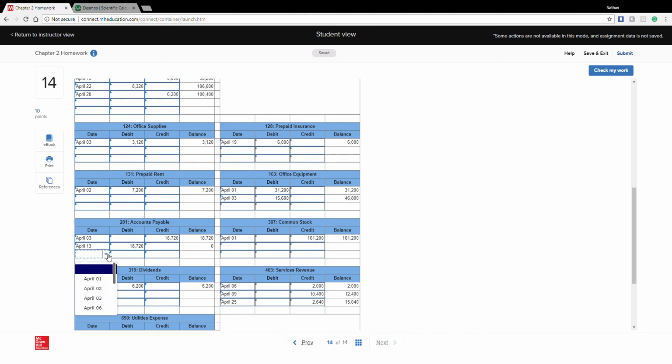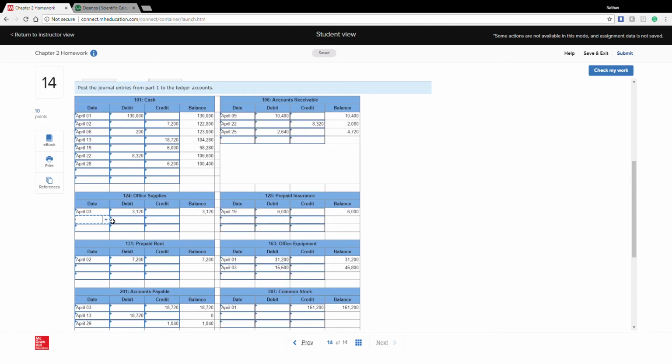So again, notice that some of the ones they have blanks, while others we actually filled out everything for them. So do not fret if it does have blanks. It's okay, because you actually did all of your journal entries. If you go back and actually check and notice that you didn't have one, just go ahead and put it in.